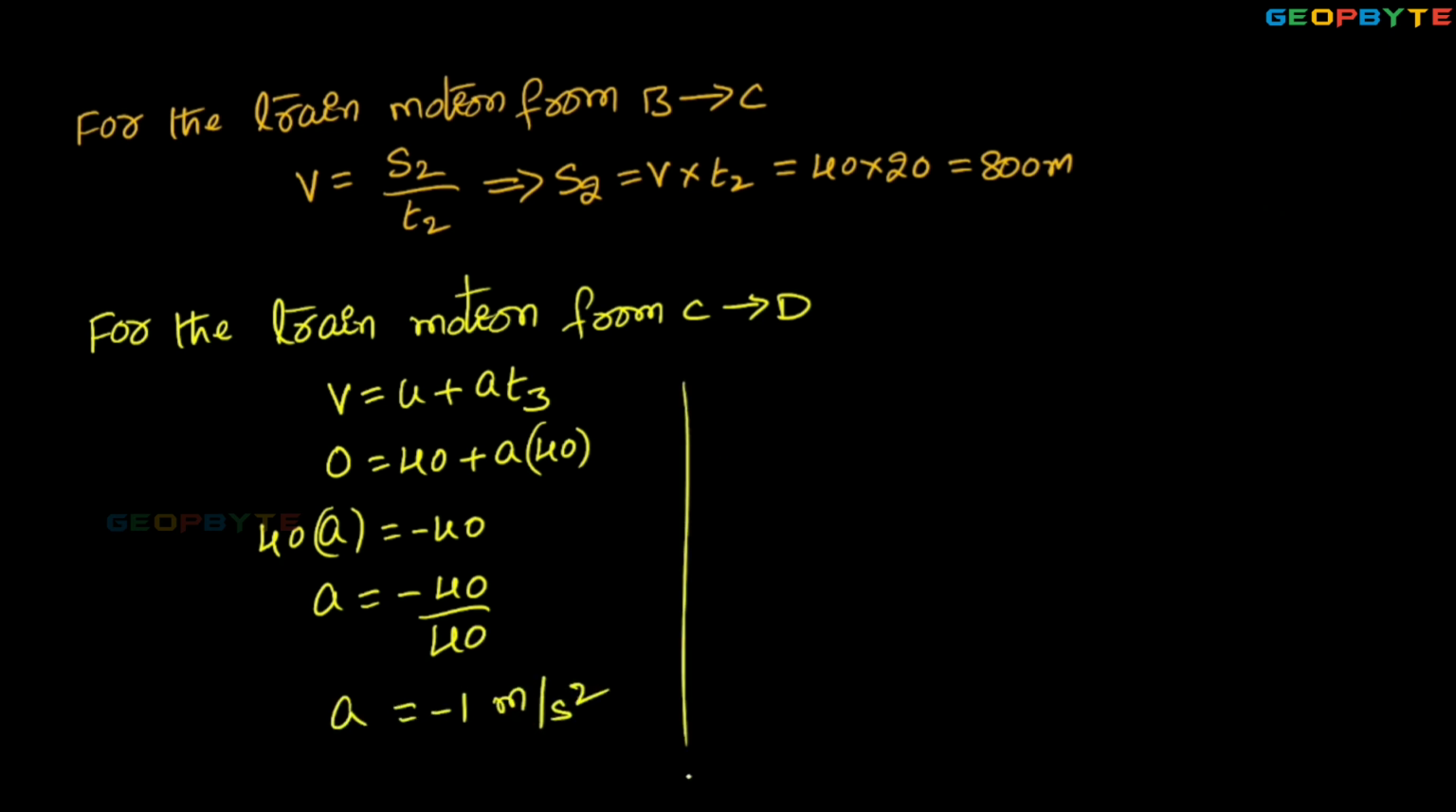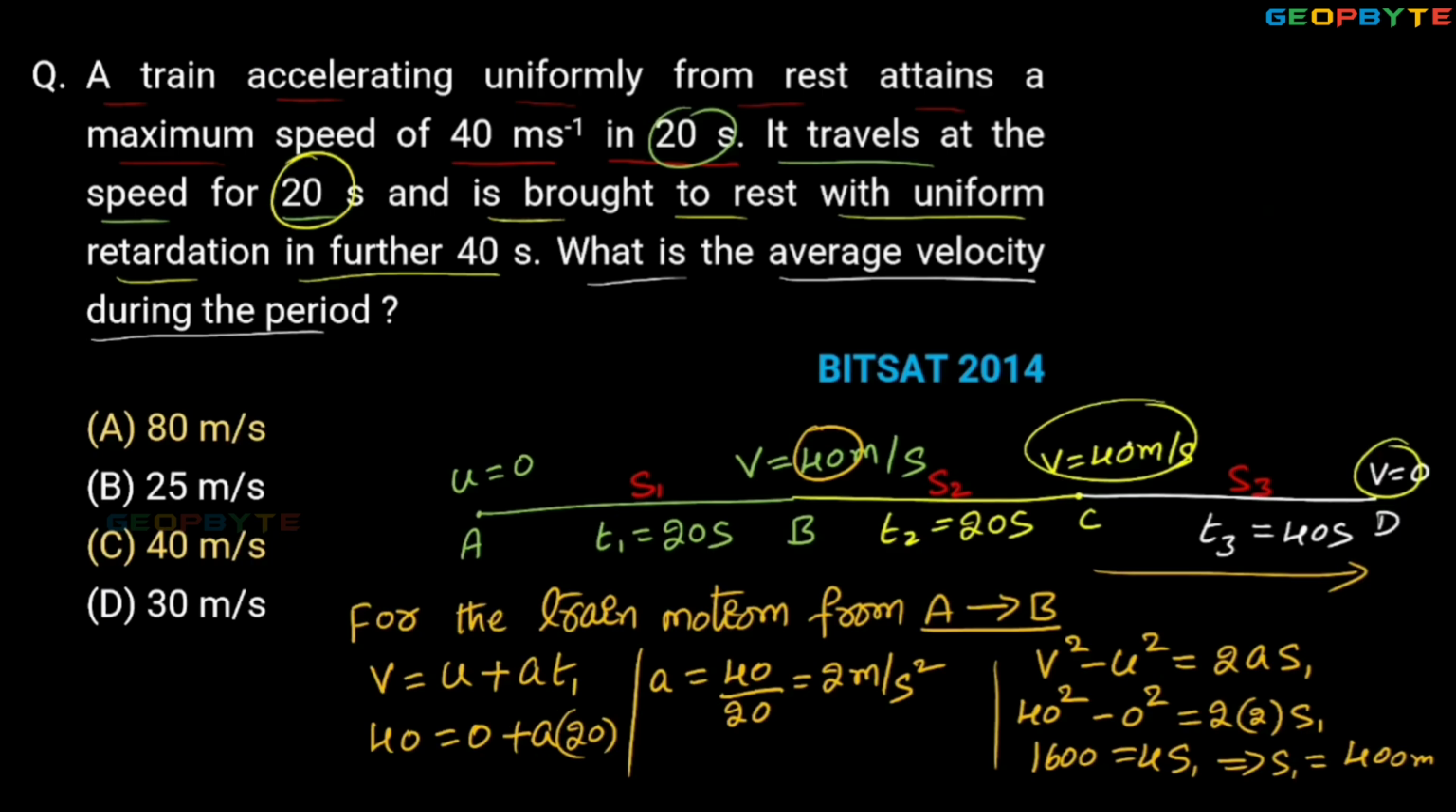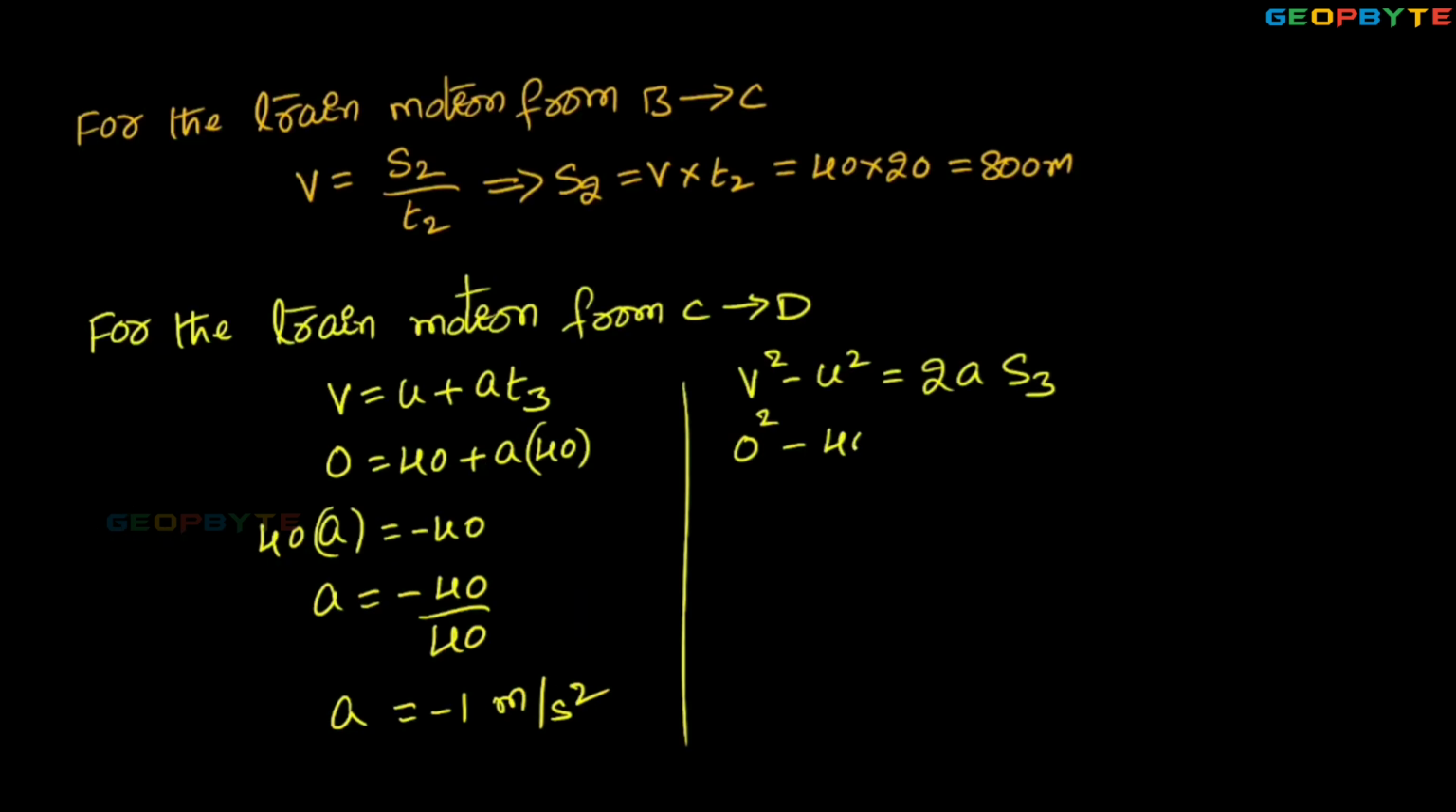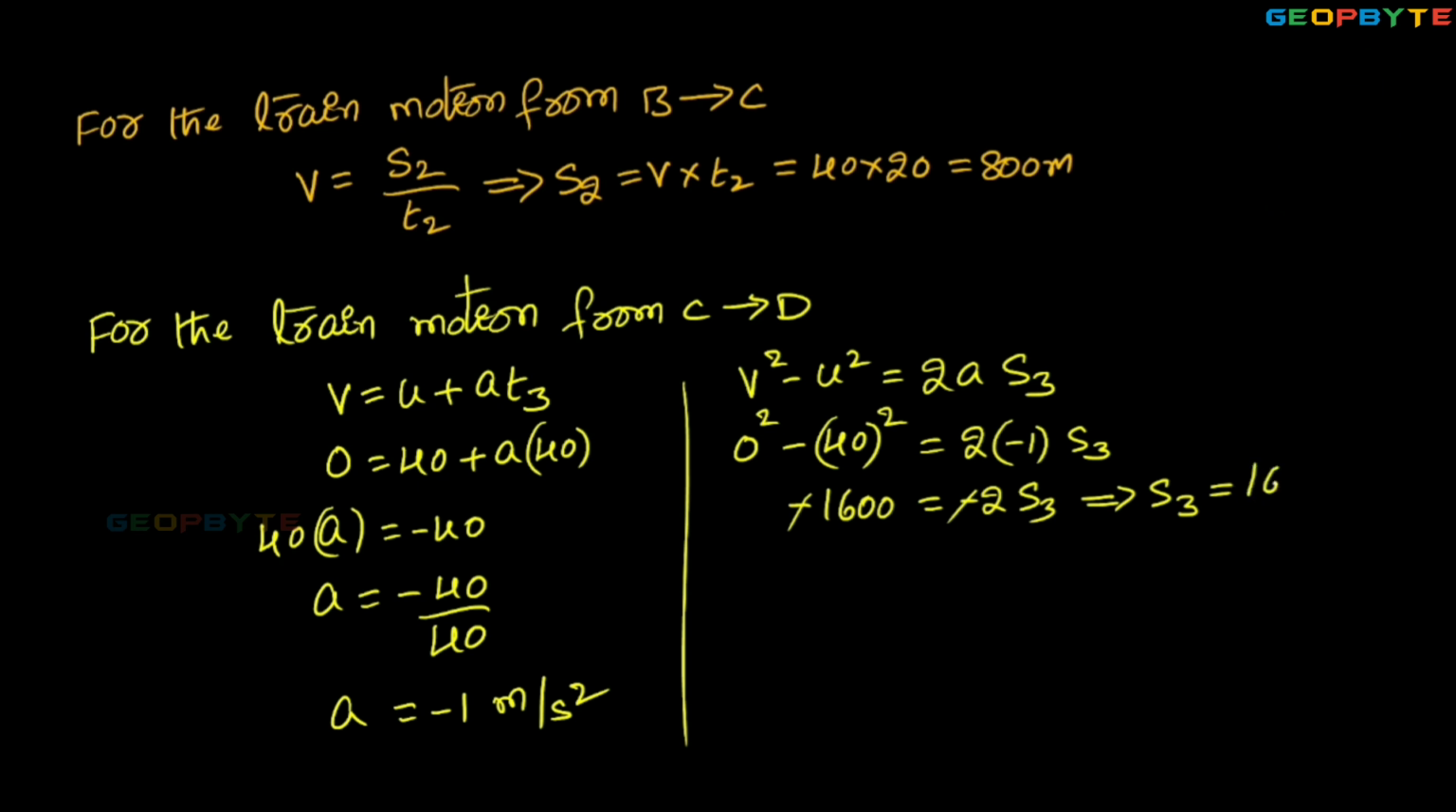That is the retardation. Then v square minus u square equal to 2 into a into S3, one of the equations of motion. Final velocity 0 square equal to minus initial velocity, for the journey C to D, 40 meter per second, whole square, equal to 2 into a, which is minus 1, into S3. From this, minus 1600 is equal to minus 2 into S3. Minus sign is cancelled. From this, I can decide S3 equal to 1600 divided by 2 equal to 800 meters.